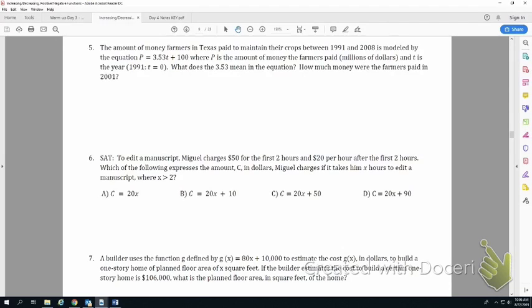Going to have you do the middle one on your own here in just a second. So going through 5, it says the amount of money farmers in Texas paid to maintain their crops between 91 and 08 is modeled by the equation P equals 3.53T plus 100. P is the amount of money the farmers paid. T is the year, and 91 is that initial. Okay? What does 3.53 mean in the equation?